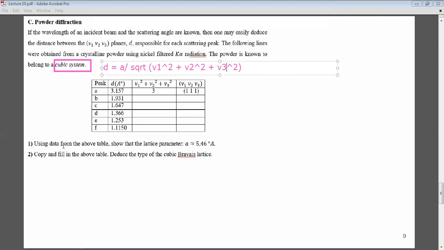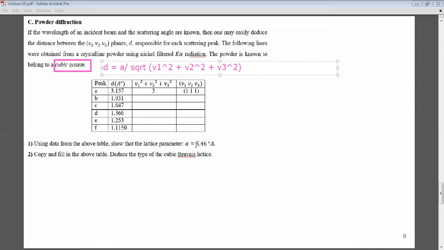Okay, now using the data above, show that, for the first one, peak A, we found that V1 square plus V2 square plus V3 square is 3. And we concluded that this is from the plane 1 1 1, because 1 square plus 1 square plus 1 square gives me 3. So using data from the above table, show that the lattice parameter A is around 5.46 angstrom. Angstrom, by the way, is 10 to the minus 10. And D here is in angstrom, so I don't have to change units.